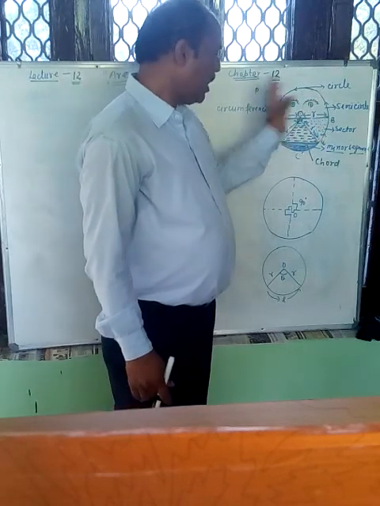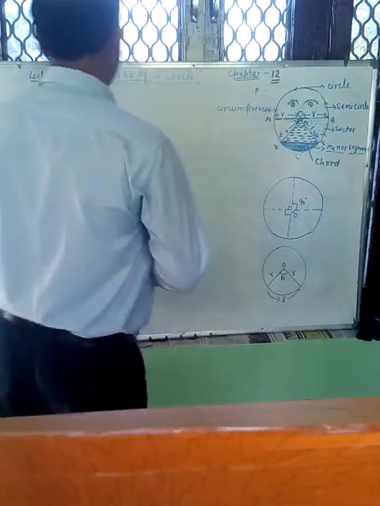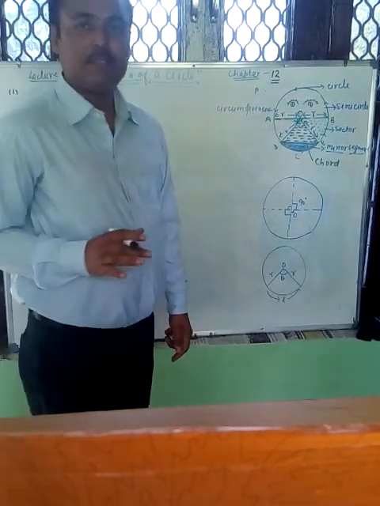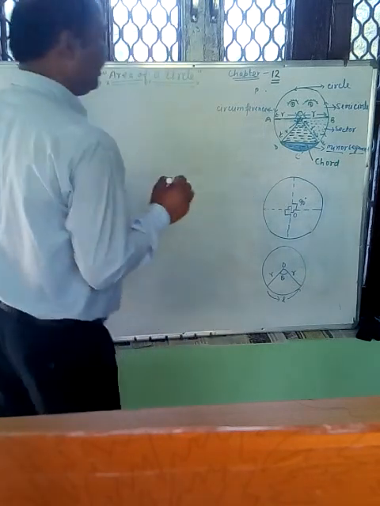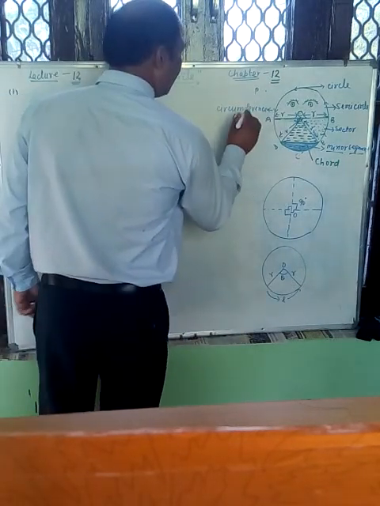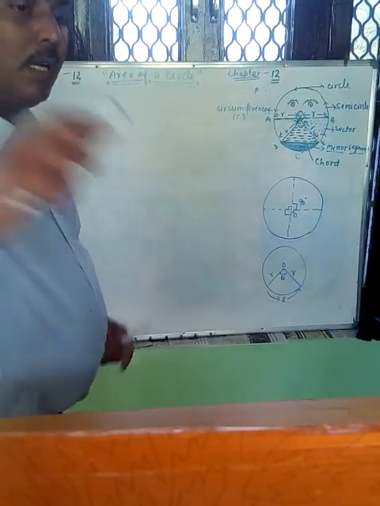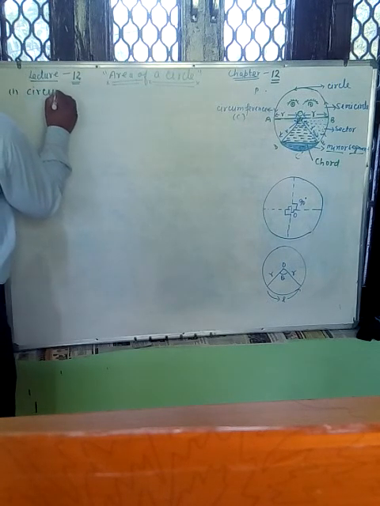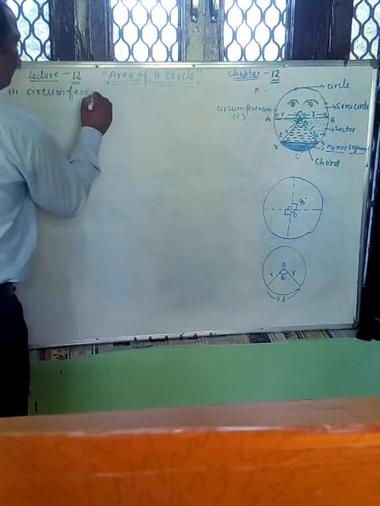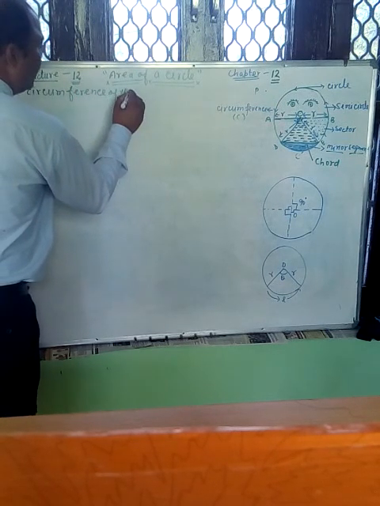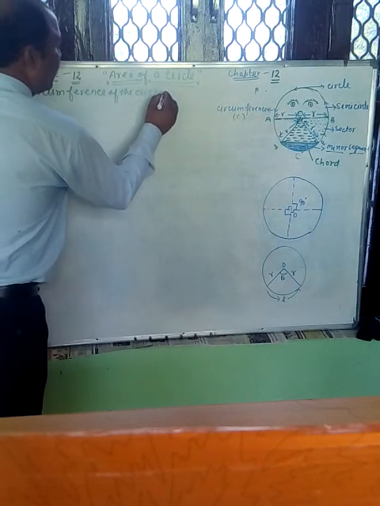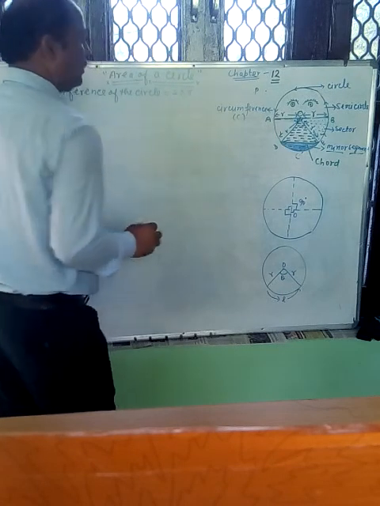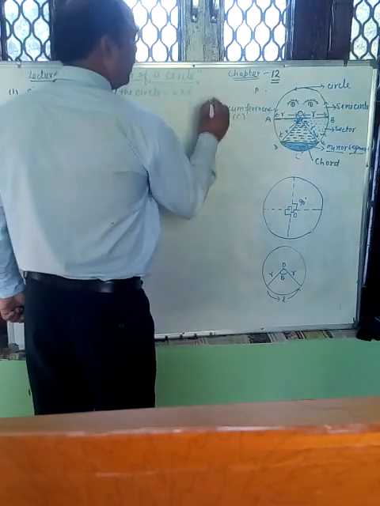Now in these circles we write a few formulas. Formula number 1. The circumference of the circle is denoted by C. The first formula is: circumference of the circle is equal to 2 pi r, where r is the radius.